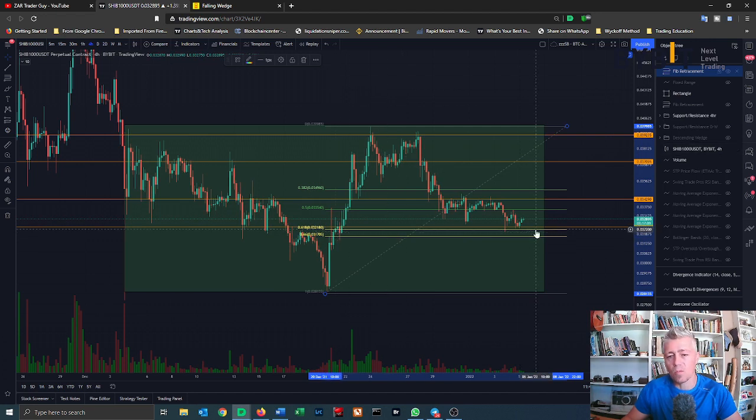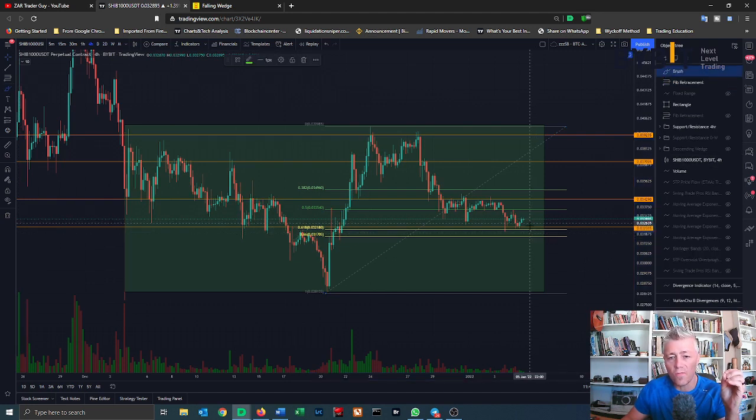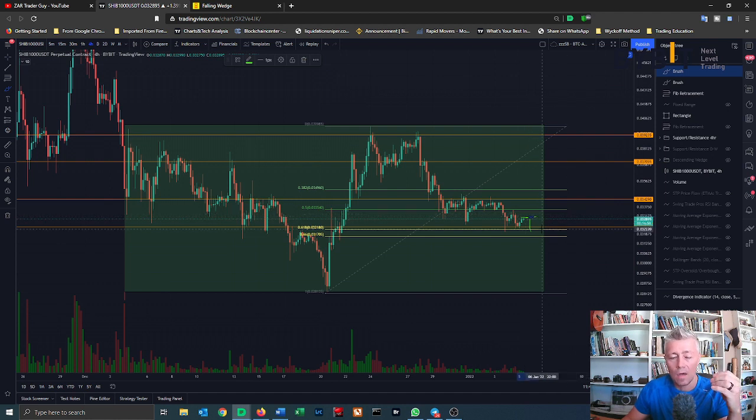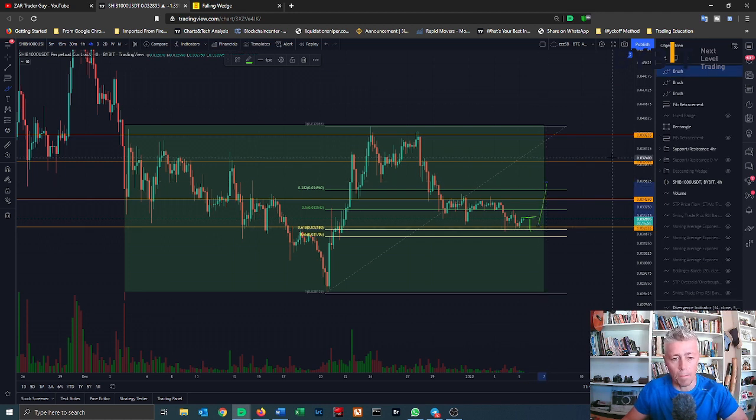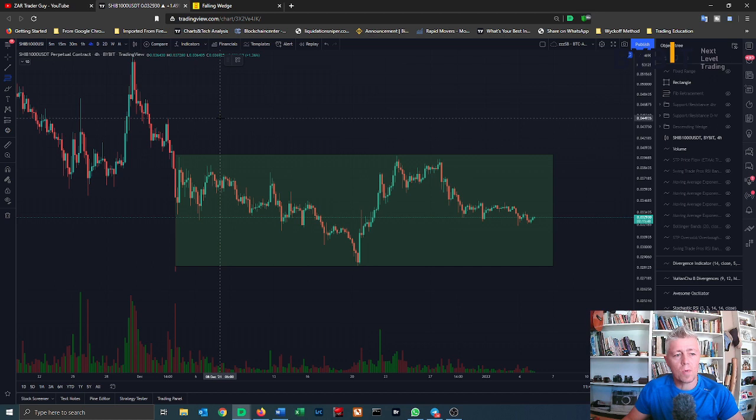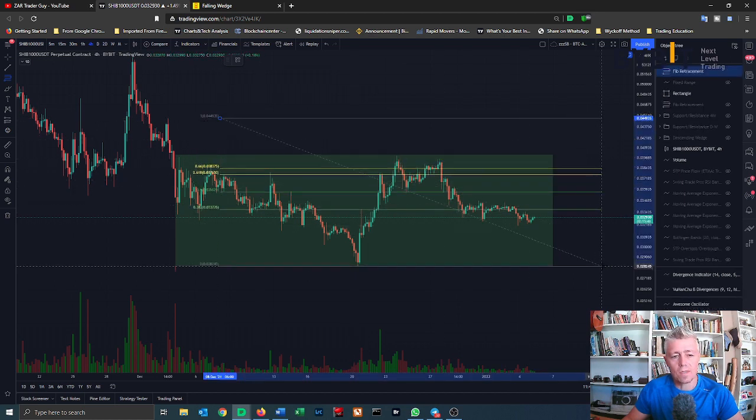So that could be a very nice place to place a long, but I would look out for bullish price action at this point if price comes down, possibly a hammer candle on the 15-minute, and look at the volume. Also look at the order book, because if there's big buy orders coming in, the likelihood is that price is going to push up.